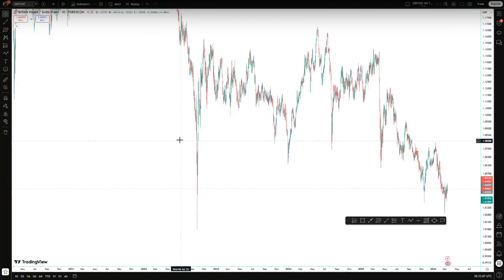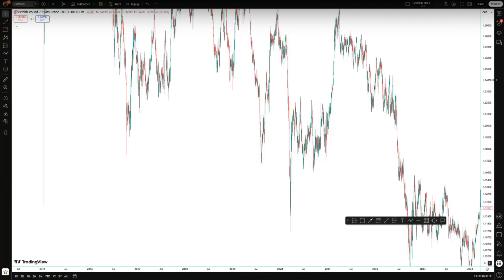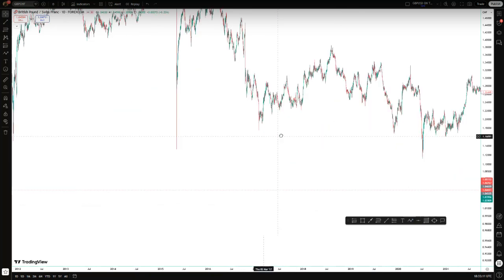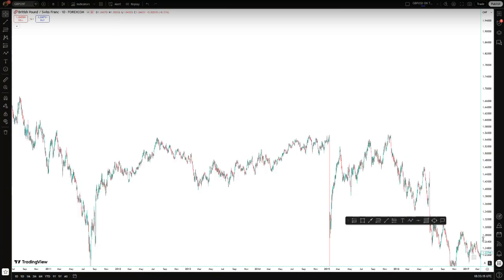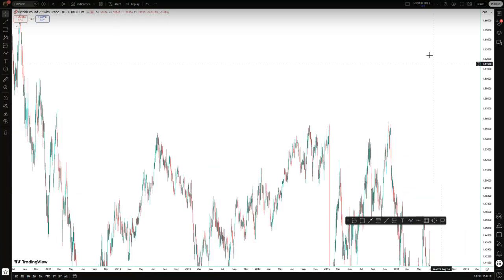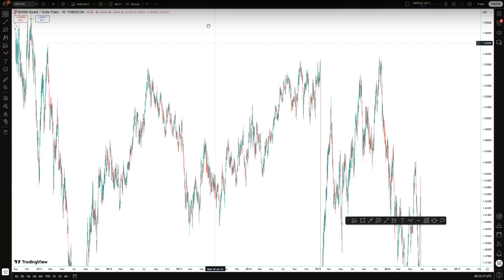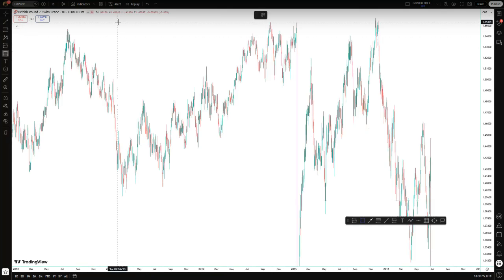Now let's try and find another one. Okay, from this point here onwards, from this point up to this area.